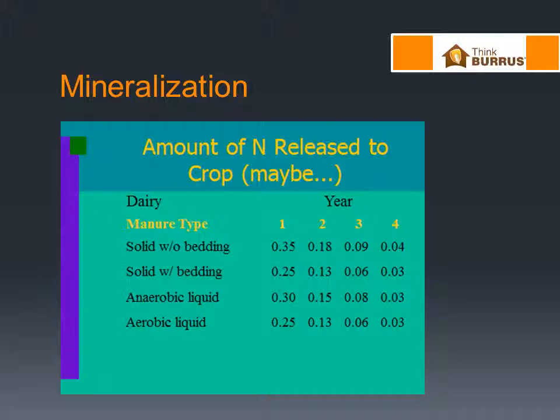Okay? Year two, we have a little bit more. Year three, we have a little bit more. Year four, we have a little bit more. You have the slow release, almost like a natural slow-release fertilizer, when you have organic materials degrading and releasing that nitrogen into the soil. That's mineralization.